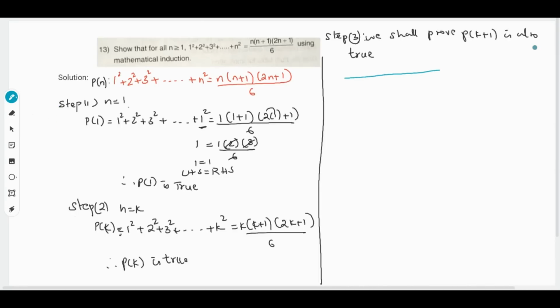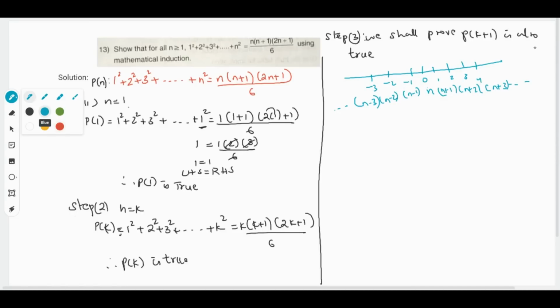If you take the integers, 0, then minus 1, minus 2, minus 3 on one side, and here come 1, 2, 3, 4. So this arrangement of numbers is in the form of integers. If this is n, then it will be n plus 1, n plus 2, n plus 3, and so on, and on the left side n minus 1, n minus 2, n minus 3, and so on. So this way the arrangement of the numbers is given. So to find P of k plus 1, whatever term we have here, we have to take the next term of that. If it is n, what will be the next term of n? It will be n plus 1. So we'll be adding that next term in the RHS and LHS, and we will simplify to find k plus 1.